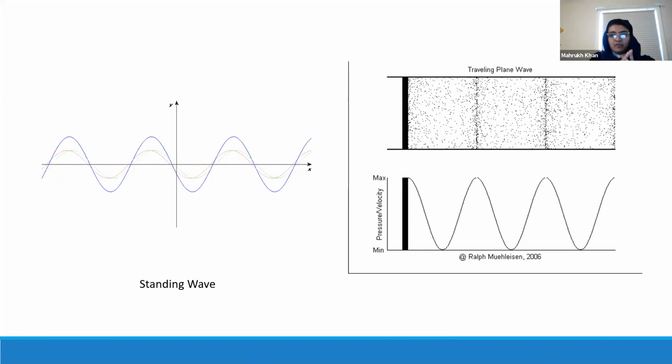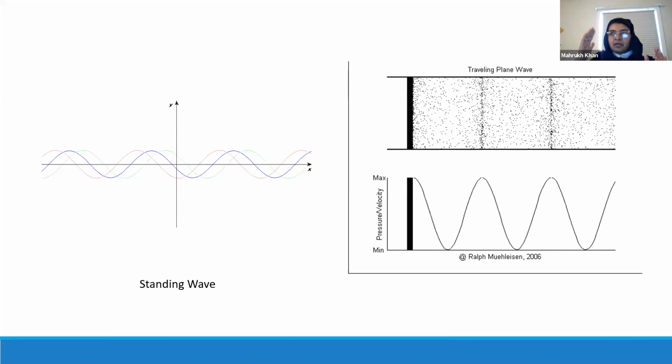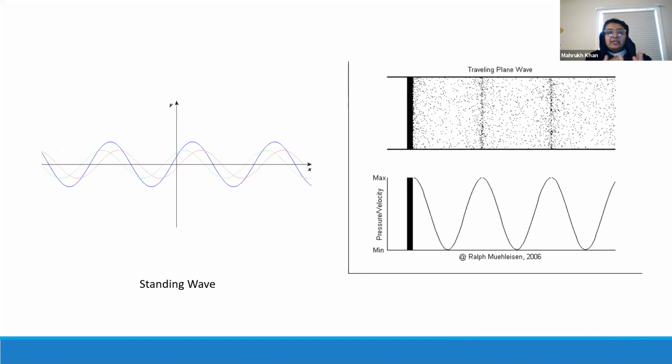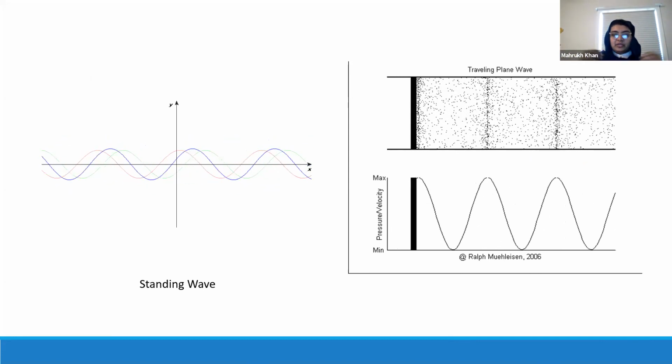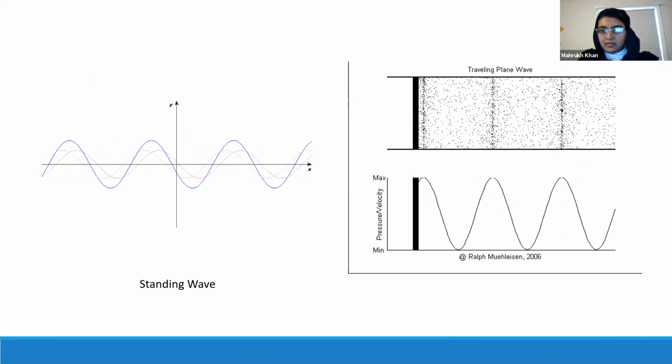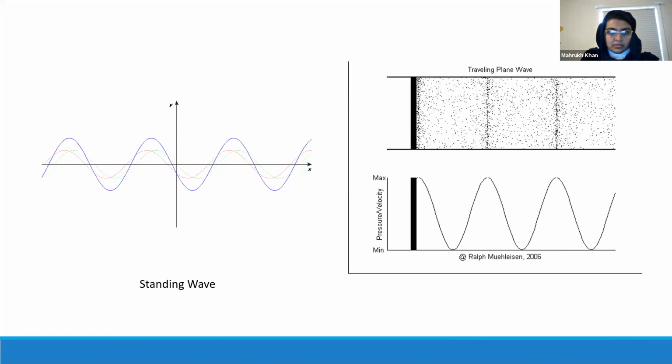So traveling waves are those in which the crest and trough shift their energy to the next particles and they move on. In the standing waves, the crest and trough do not shift their energy to the next particle, but they oscillate at the same point, right?